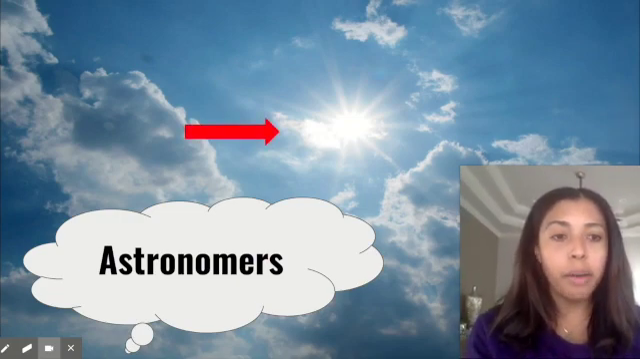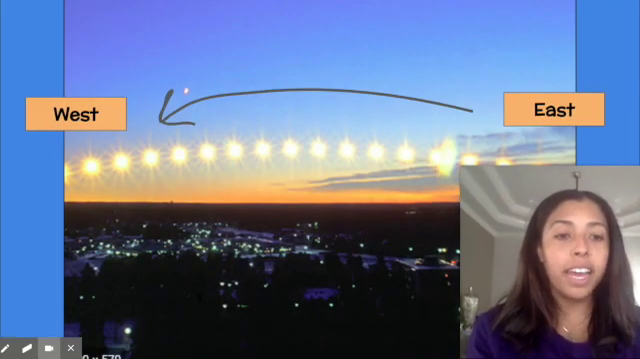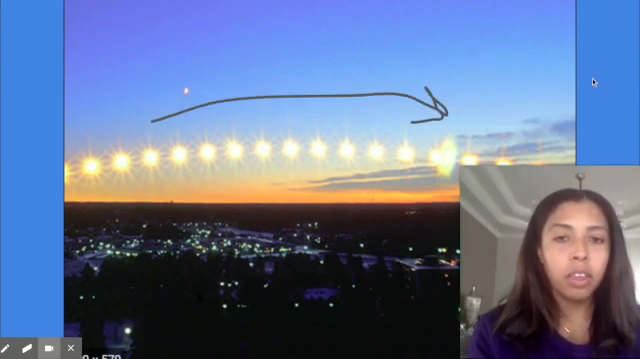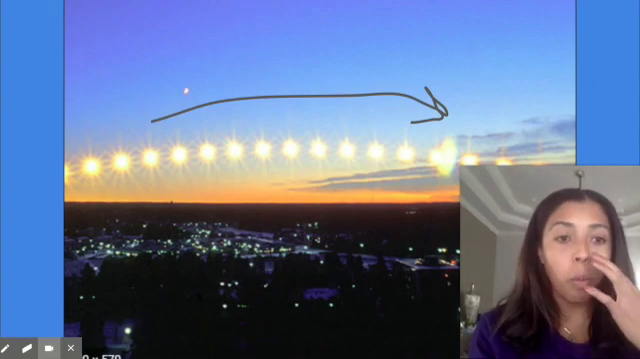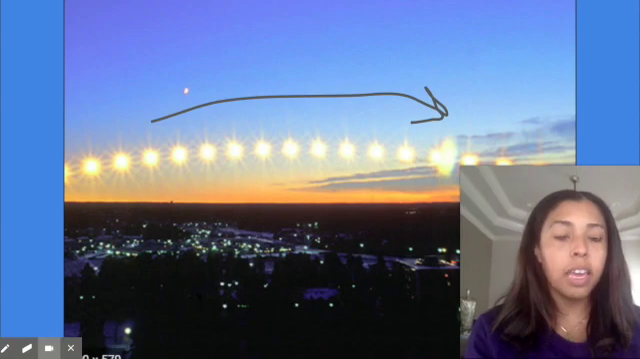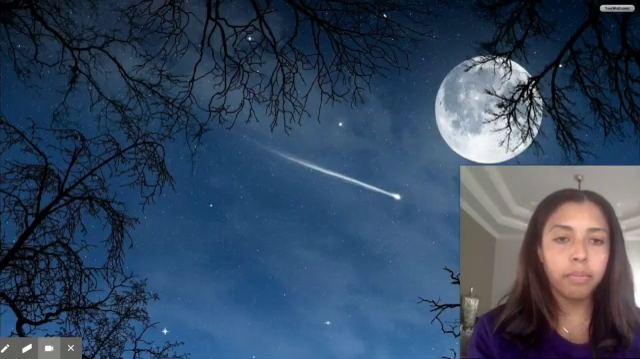We've already learned about this object right here called the sun. We learned that the sun rises in the east and sets in the west. So depending on where you see the sun rising, you can figure out where the east is. Wherever you see the sun setting, you can figure out where the west is.